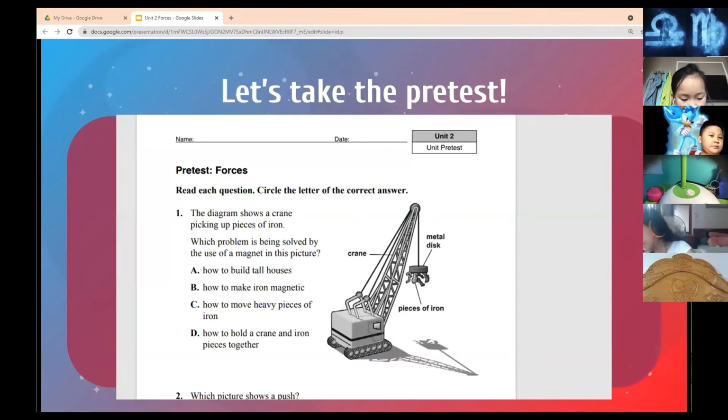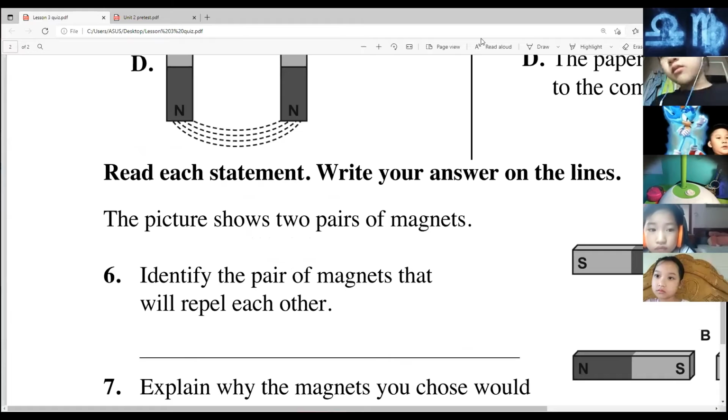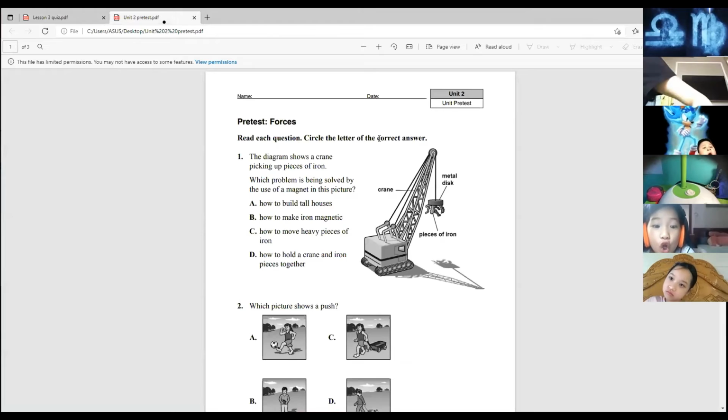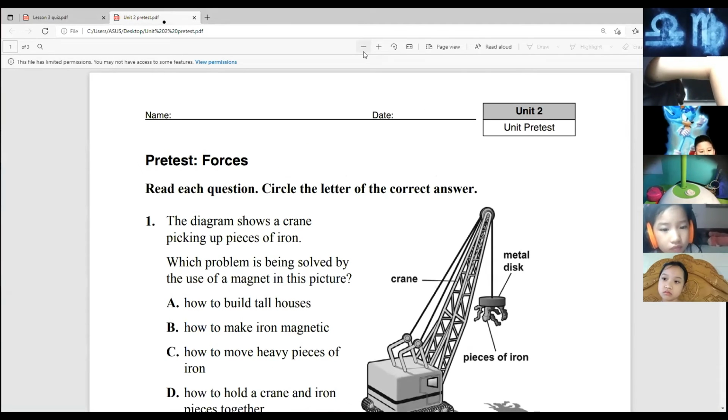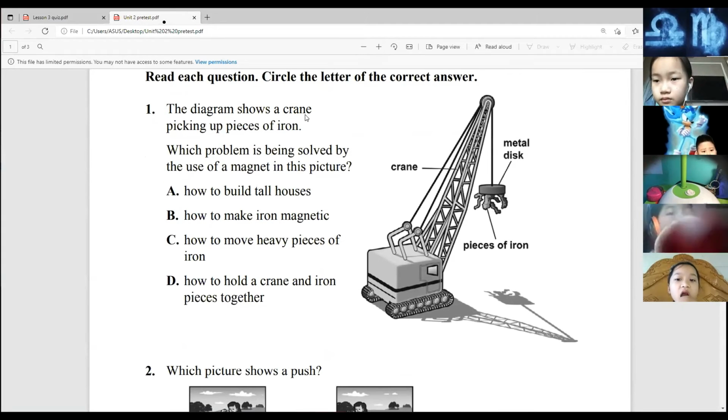So this is our pre-test. Let me switch the pages first. This is still your quiz. So we're gonna take your pre-test together. And then tomorrow we are gonna start the review. I was gonna start today, but it's Monday, so there's really no reason to start the review. We'll just take the pre-test together, okay? So let's read each question and circle the correct answer. So this is your pre-test. This will cover everything in the entire unit, okay?